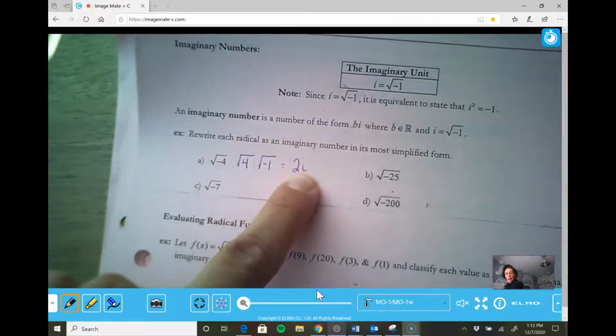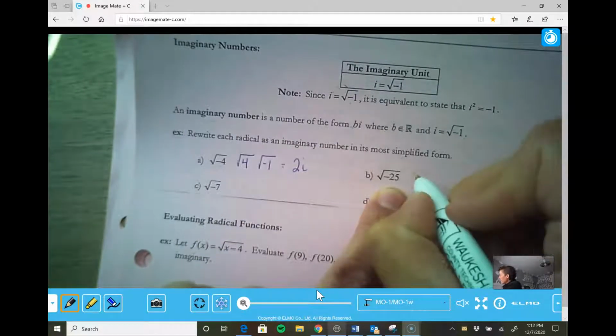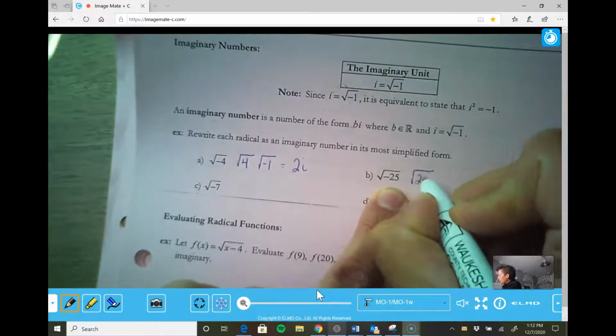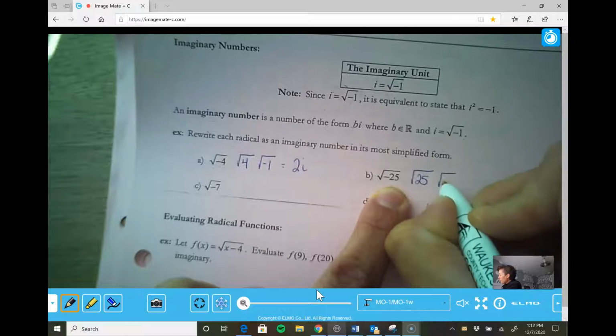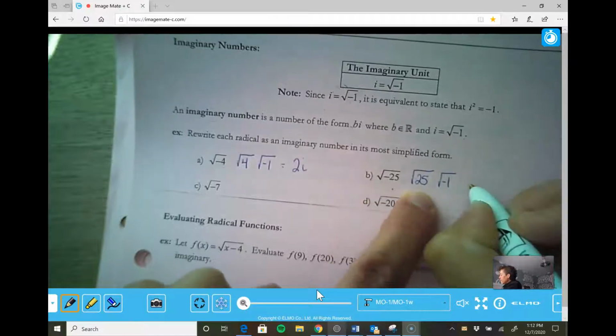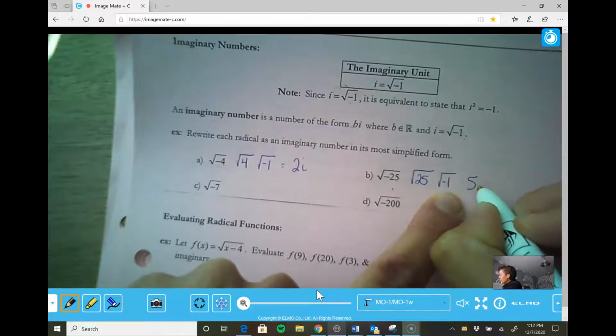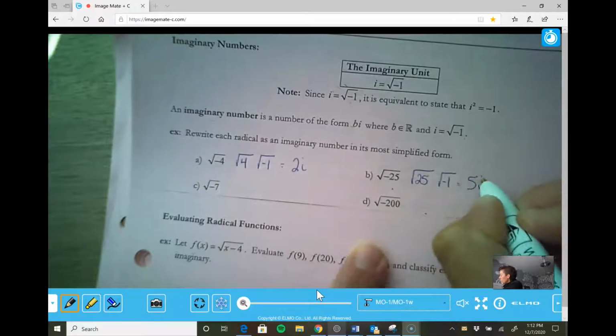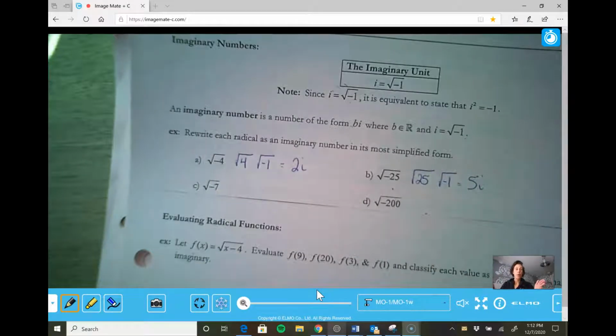It says 2i. So same thing, square root of -25. I'll break it down into the square root of 25 and the square root of -1. And when I'm done, this becomes 5 and this becomes an i. So the way we write it is we usually put the number, the coefficient, first, and the variable, the i, second.